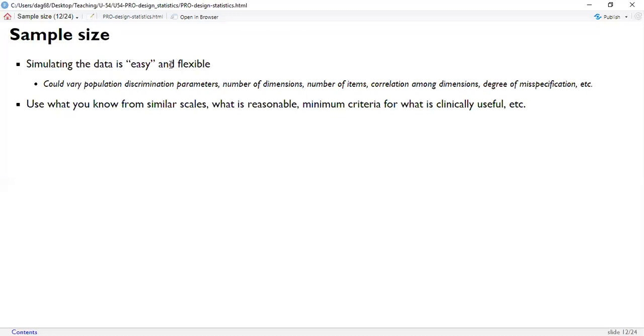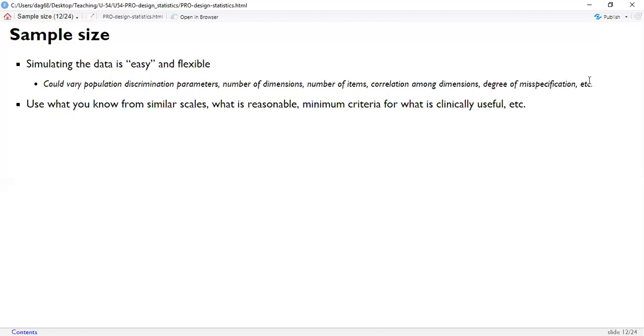You can vary the values of the discrimination parameters, the number of dimensions, whether it's a 1-factor model or 2-factor model or a bifactor model or something like that. The number of items, I used 5, but you could use 5, 10, 15, 20 and compare what happens there. If you have more than one factor, you can vary the correlation among dimensions, whether they're completely uncorrelated or if they have a high correlation, and see the impact of that on your needed sample size.